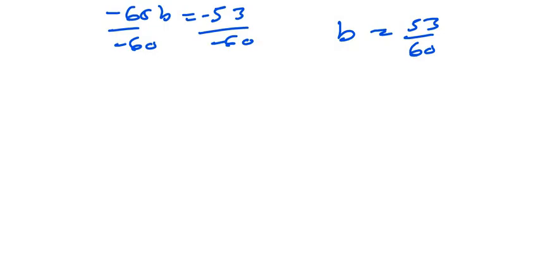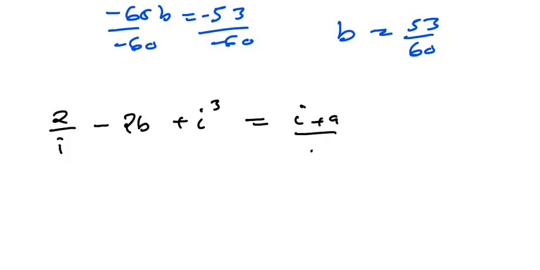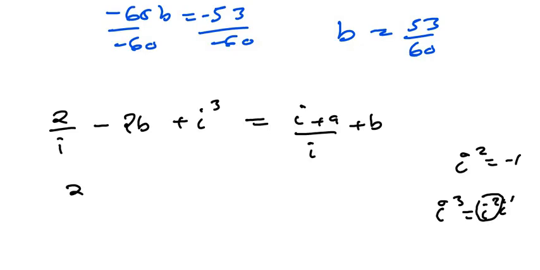That's what you do for the question that you asked, the second last question. Then the last question there, Mapalo, you asked: 2 over i, then minus 2b, plus i to the power 3 is equal to i plus a over i, then plus b. It's the same thing. First of all, you know what i squared is? It's negative 1. So i to the power 3 is the same as i squared times i, so this is negative 1 times i. So it should be okay if we say this is the same as negative i is equal to i plus a over i, then plus b.